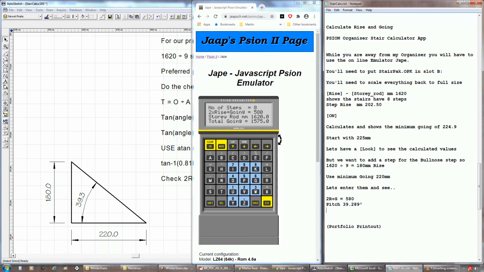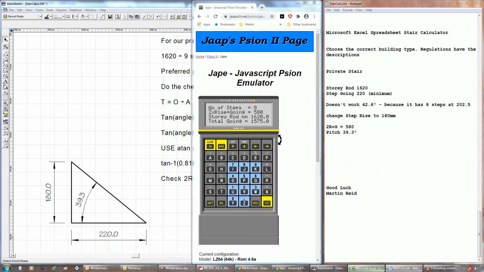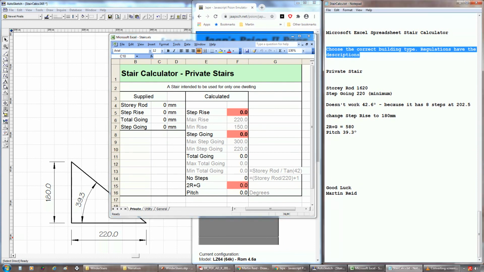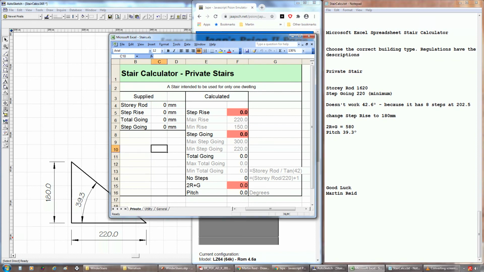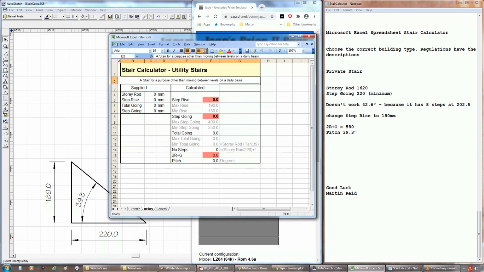Those of you that are not in the workshop and are self-isolating or working from home, you can use the Microsoft Excel spreadsheet stair calculator. When you've got it downloaded and running, make sure you choose the right tab. We're not using general access stairs or the utility stairs. We'll be using private stairs. Don't forget that in the general access stairs, that includes schools, and all the schools have got the fixed rise and fixed going, so they're all the same. And we're not using utility stairs.